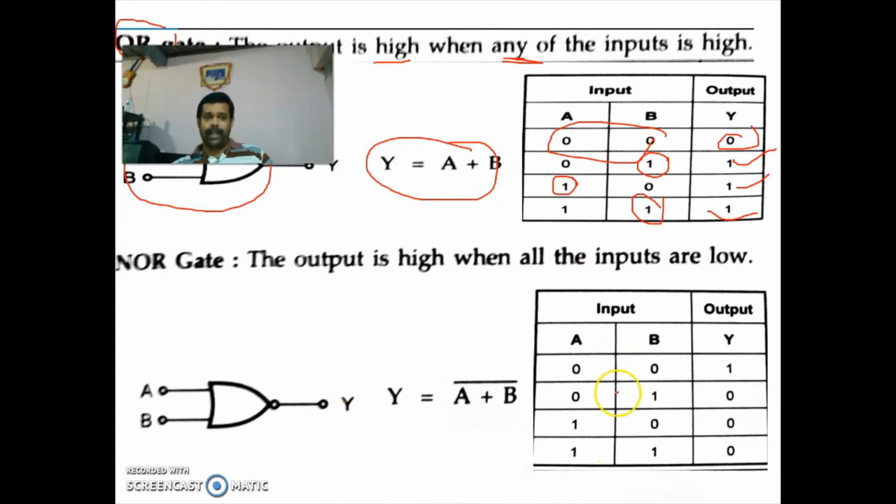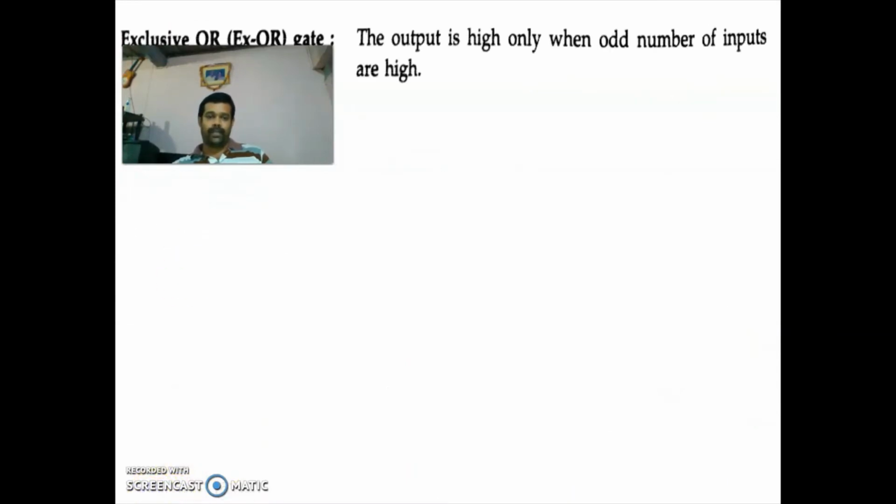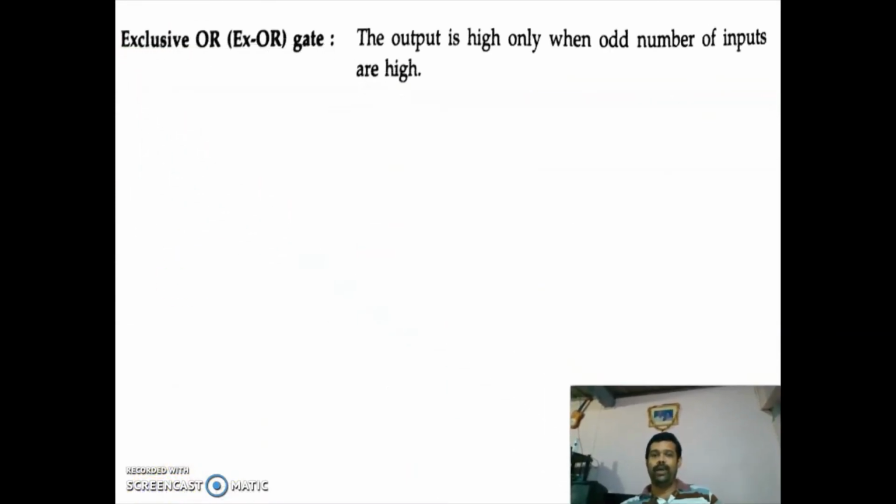So in NOR gate, output is high when all the inputs are low. When all the inputs are low, output is high. In all other cases, output is low. Next, exclusively OR gate. In exclusively OR gate, output is high when odd numbers of one inputs are high.